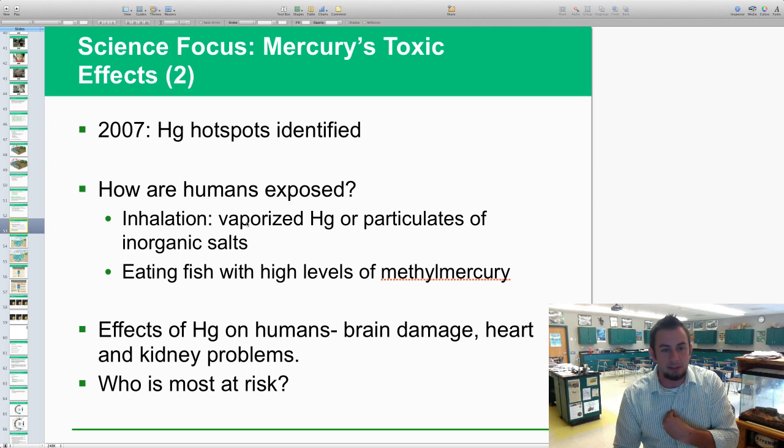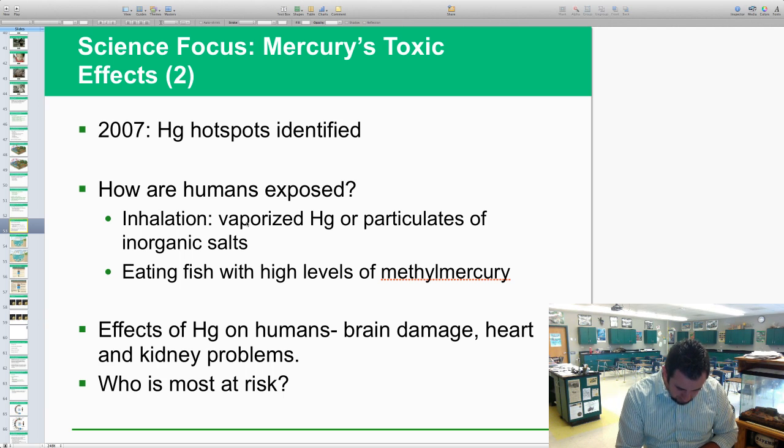That's how it gets into the humans, as well as eating fish with high levels of methyl mercury, which is kind of the more liquidy, solid form that you see in old thermometers. Effects of mercury on humans can be brain damage, heart and kidney problems. Those most at risk are women who are pregnant, because it can cause a lot of problems with the baby.